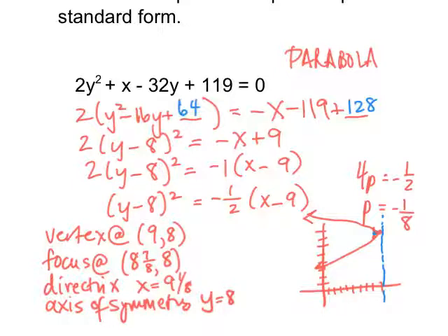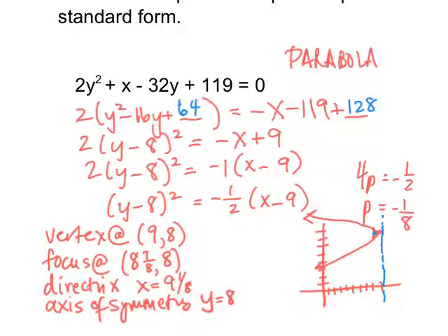So then I had to complete the square. First I factored out the 2, and that makes the negative 32 be a negative 16, and negative 16 divided by 2 is negative 8. Negative 8 squared is 64. What I really added to this side was 128. So you can see I added 128 over here. And then I moved the x and the 119 over to the left.